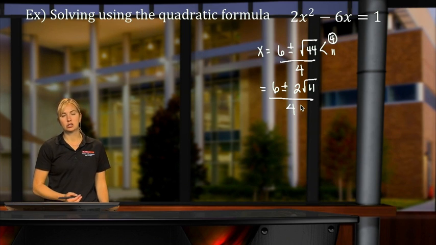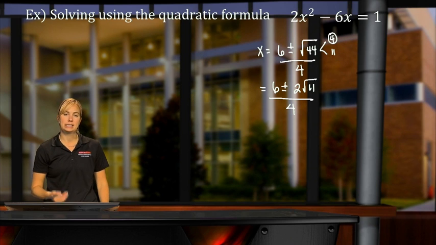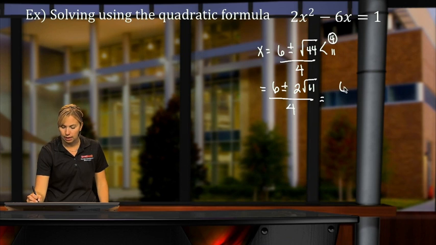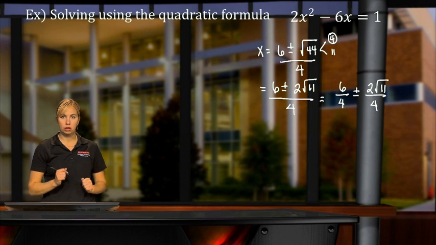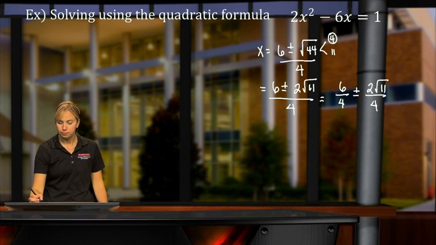Now that our answer is a rational expression, we need to make sure that it's in simplest form as well. The easiest way to make sure that you simplify this correctly is to start by splitting the fraction. This fraction is the same as 6 over 4 plus or minus 2 square root of 11 over 4. Very often, students will simplify half of this and not the other half. This denominator of 4 is a denominator for both the 6 and 2 square root of 11. So you need to make sure that both of those terms have that denominator.